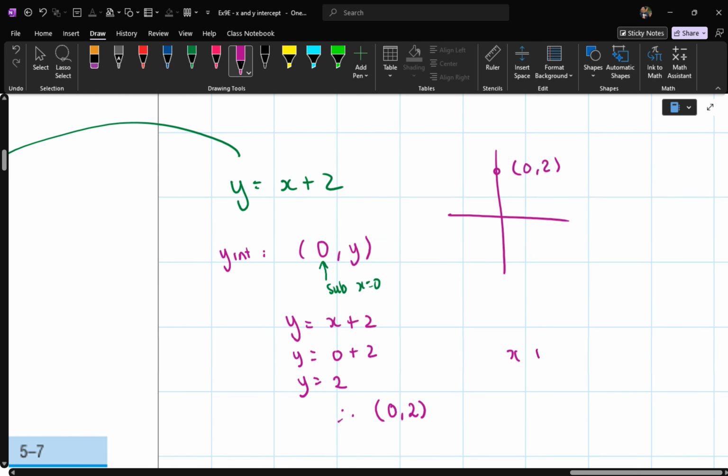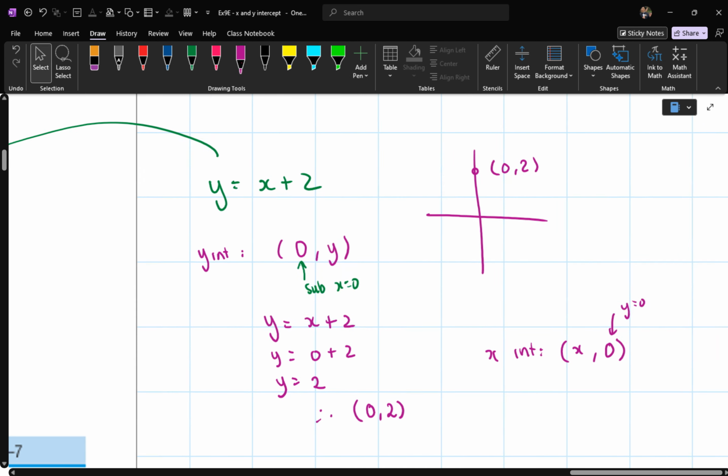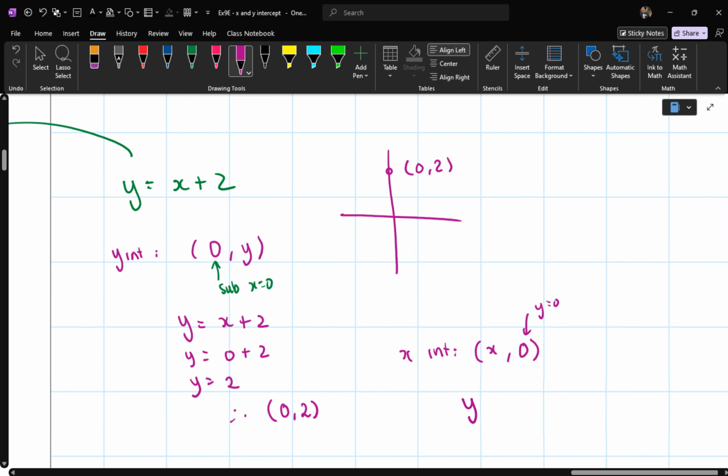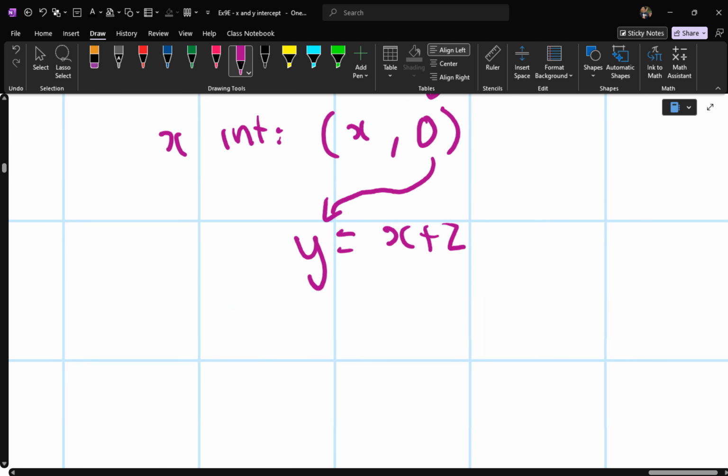So here we go, x-intercept. The x-intercept is, well, I don't know what the x coordinate is, but I do know the pattern was that the y is always going to be 0. So according to your equation, again, y is equal to x plus 2, right? You're saying that y needs to be 0. So here, I put it in, I say 0 is equal to x plus 2, and then solve for x. Well, what would x need to be?